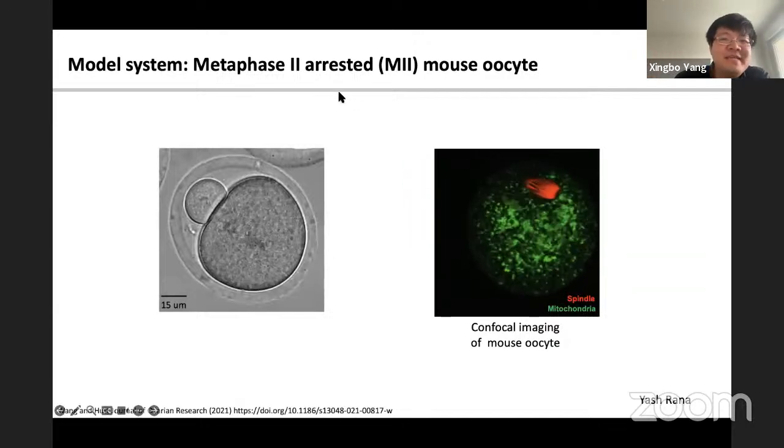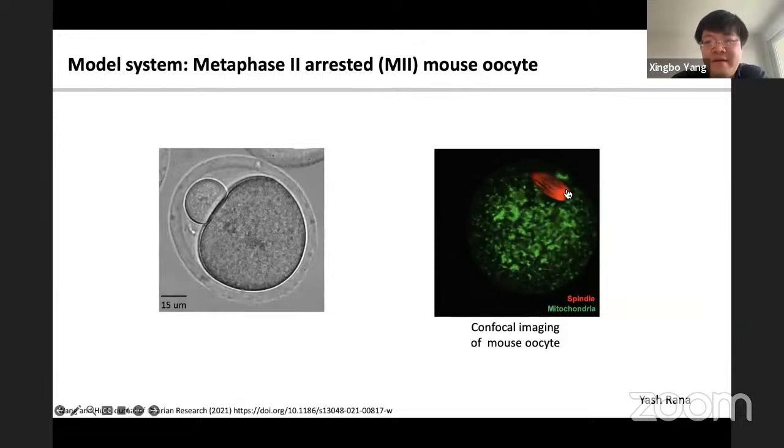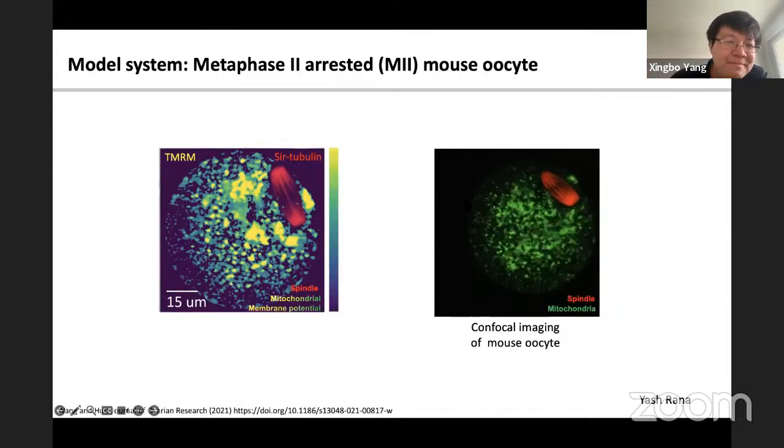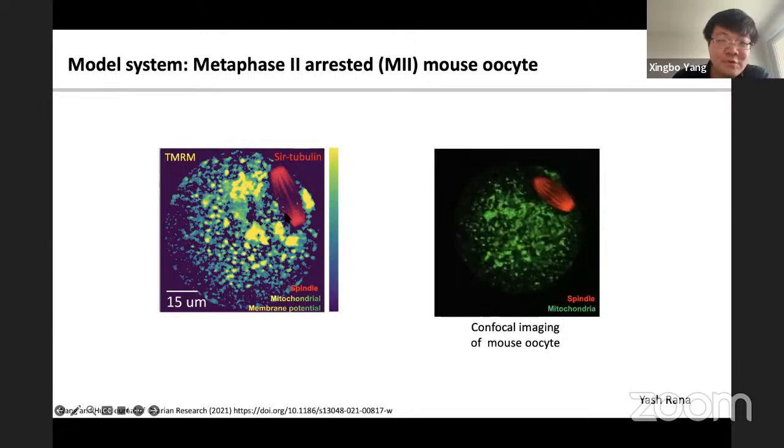So I'm looking at this, again, the mouse oocytes that keep appearing in this talk. If you look at this cell, now that you see a movie, you can actually see that the spindle is right here at the cortex. You have mitochondria being labeled. They just move around and interact. And now we can use what we just introduced, TMRM, the membrane potential dye, to measure, at least qualitatively in this case, the mitochondrial membrane potential. And we can use tubulin to label the spindle.